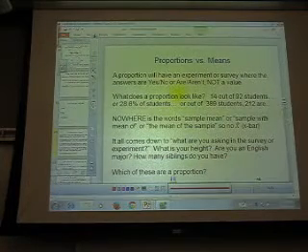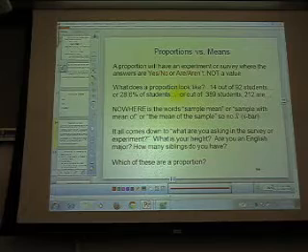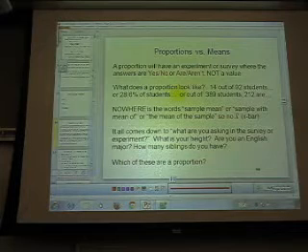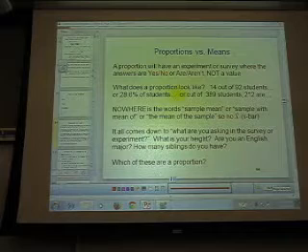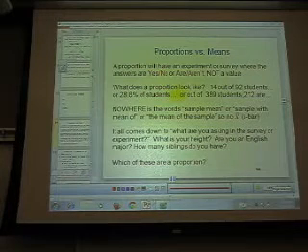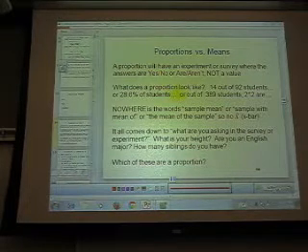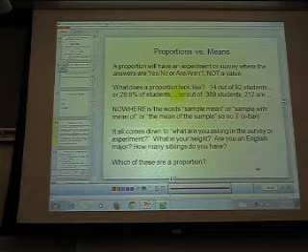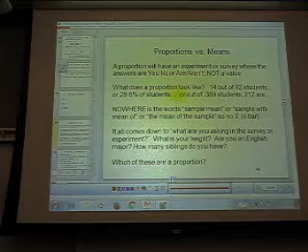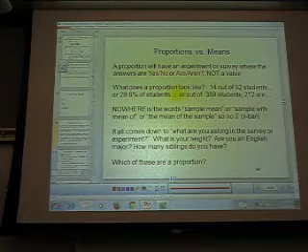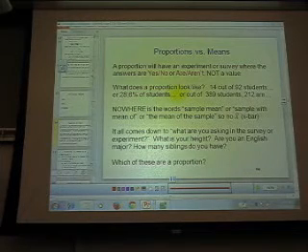Proportions versus means. So first off, how do you tell if something is a confidence interval or a hypothesis test? Talk to your neighbors about it. I want everybody to know. Confidence interval or hypothesis test? How do you know?